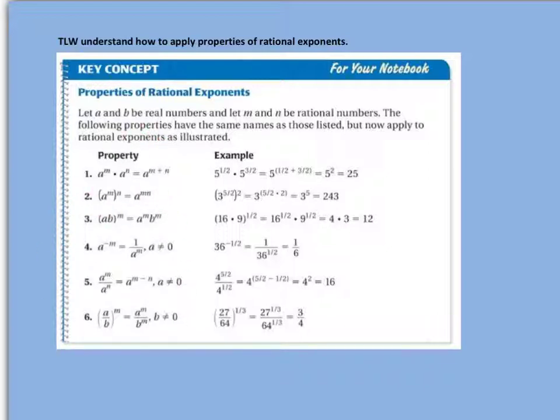Power to a power, multiply. Multiplication inside the parentheses only, with it outside, you distribute. Negative means take the reciprocal of the base. Division means subtract. Only division or multiplication going on, distribute. Okay? But just like anything else, you cannot have one of the roots underneath or in the denominator. So you can't have a square root, cube root, anything in the denominator of the fraction. Okay?